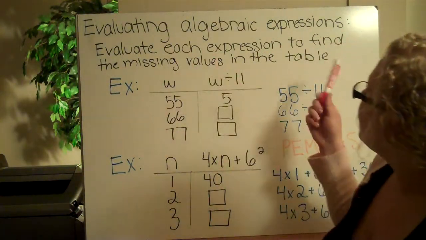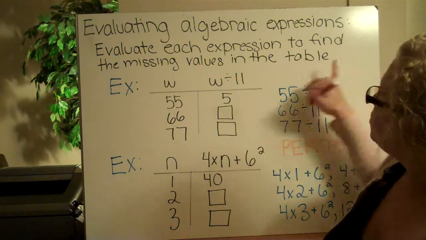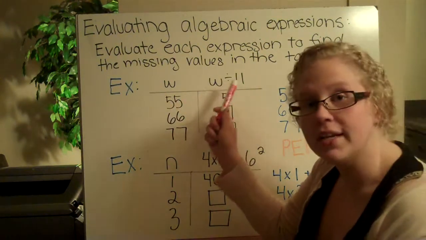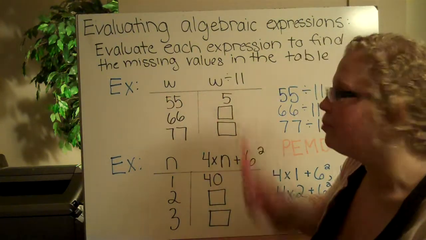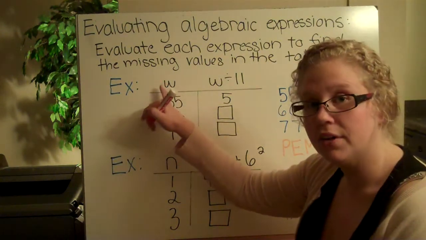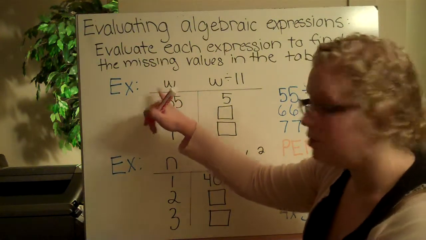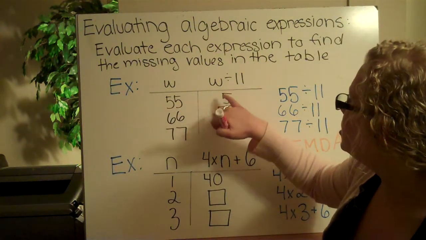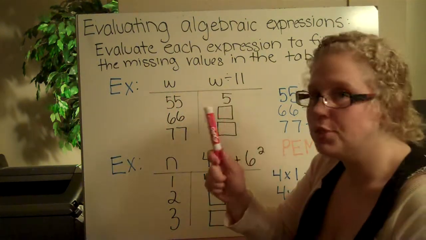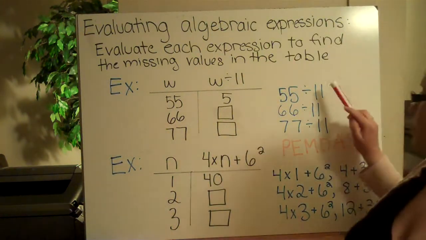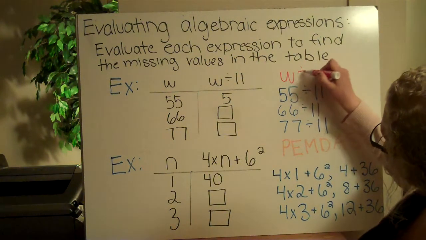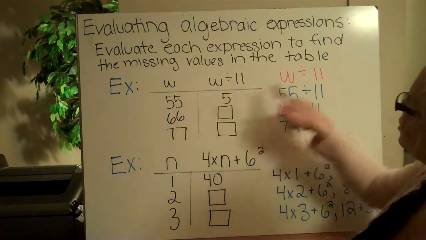When evaluating algebraic expressions, we're doing this because we want to find the missing values that are in the table. So in this example, we have an algebraic expression, w divided by 11. So we set up a table and we have our variable here that we want to find, w, and then we have our algebraic expression, w divided by 11. And when we plug in 55 for w, or substitute 55 for w, it turns out to be 55 divided by 11.